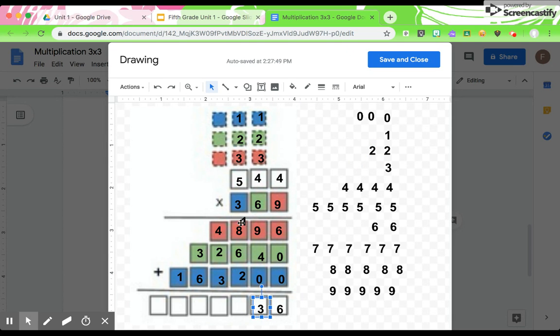And now I have 1 plus 8 plus 6 plus 2, which happens to be 6 plus 2 is 8, 8 plus 8 is 16, 16 plus 1 is 17. So I'm going to carry this 1 into my thousands place, and my 6 is going to go into my hundreds place. Now I have 1 plus 4 plus 2 plus 3. 4 plus 1 is 5, 5 plus 2 is 7, 7 plus 3 is 10.